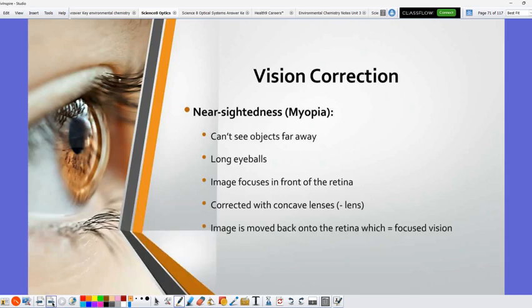Now, how do you correct vision? If you are nearsighted, you can't see objects that are far away. So essentially your eyeball is long. The image is focused in front of the retina. To fix that, we can use a concave lens, and the images move back onto the retina. Your eye doctor will try several different lenses and ask you better or worse in order to find the right curvature of the lens.